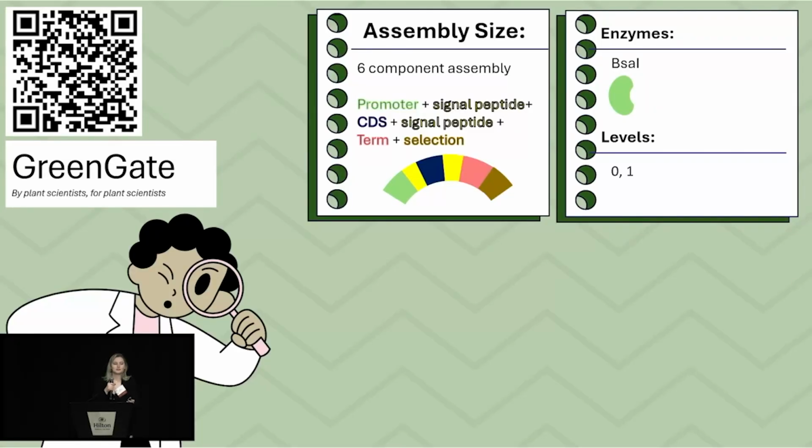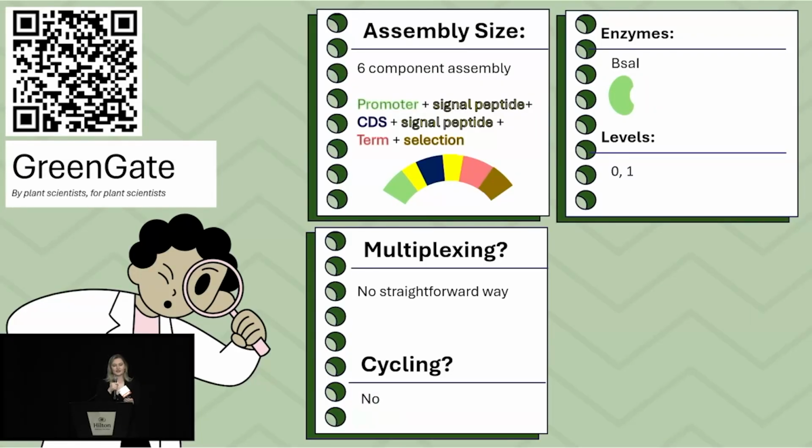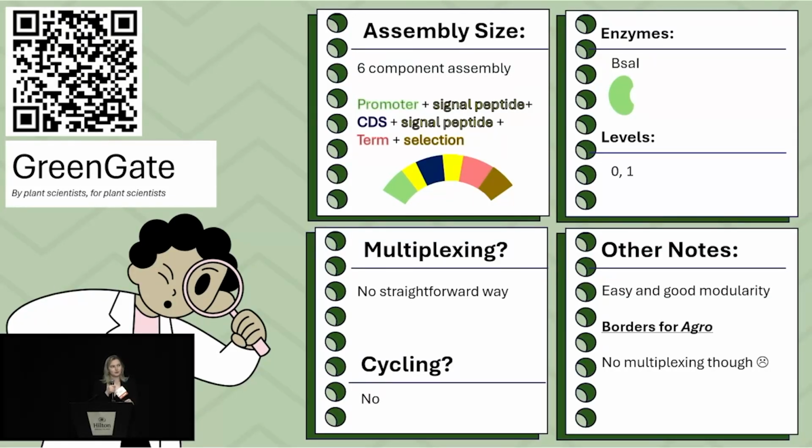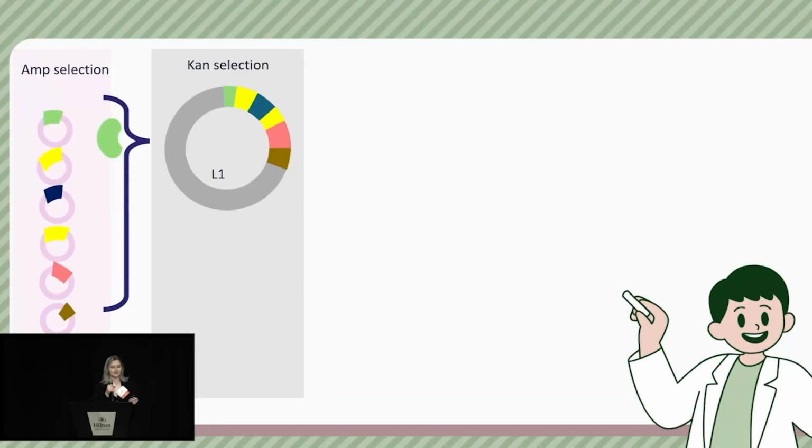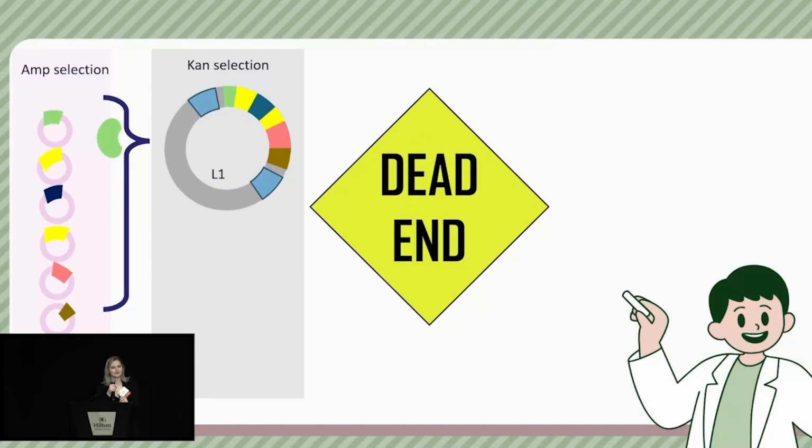Unfortunately, it doesn't allow for multiplexing because they only use one enzyme, so they only have level 0s and 1s, and there's no multiplexing at all. At least no straightforward multiplexing. It's a good balance in terms of the number of components that it can take, and it has the borders for agro, so it's ready to go into agro once you clone. And its biggest downfall, like I said though, is no multiplexing. So your level 1s will have the borders for agro and the ORI compatible for agro, but once you get to that point, it's a dead end.